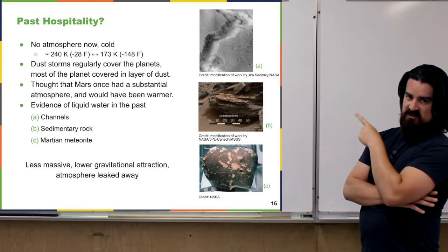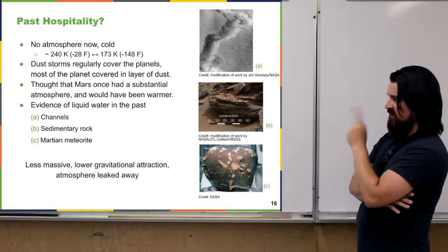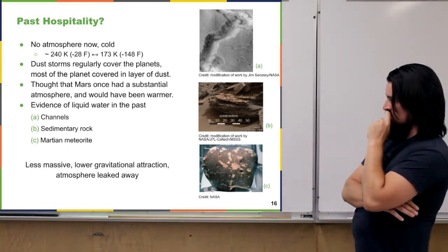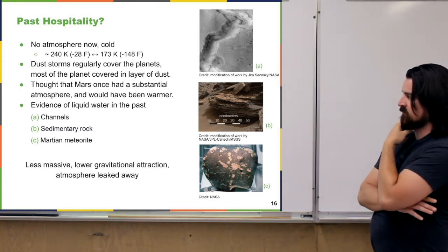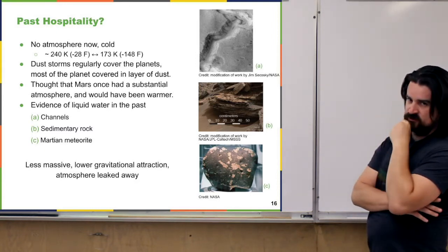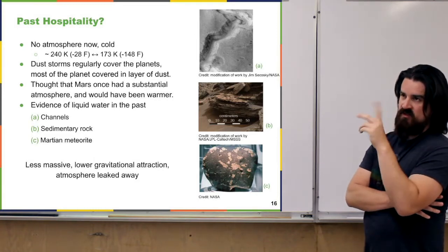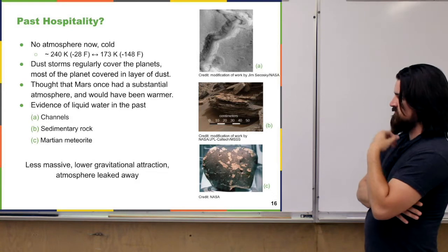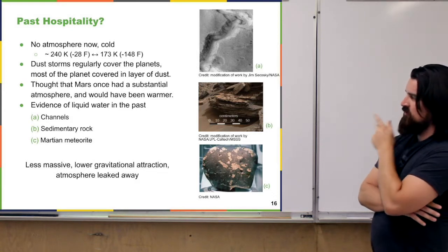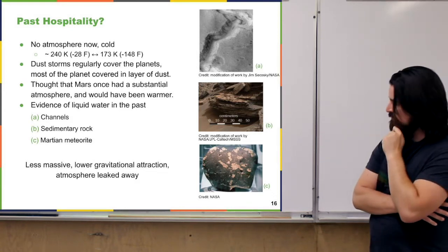But getting back to hospitable nature, it's thought, at least, that Mars at some point in the past had a pretty substantial atmosphere. And that means it would have kept a lot more heat, it would have been a lot warmer, and possibly warm enough for liquid water to exist, which is what we think is a key component to life forming, how we're existing here at least. Some evidence that there was at least liquid water at some point.